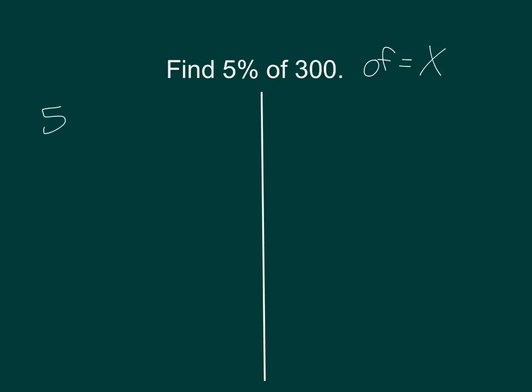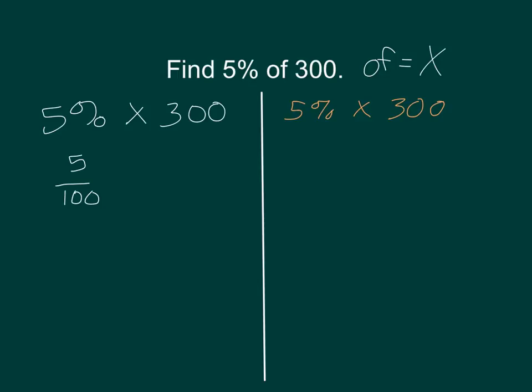So it says 5% of, I know "of" means times, 300. Now I'm going to show you two different ways that we can solve this problem. The first way is we want to turn this percent into a fraction. Percent means per 100, so 5% written as a fraction is 5 per 100, or 5 over 100. And now we're going to times that by 300.